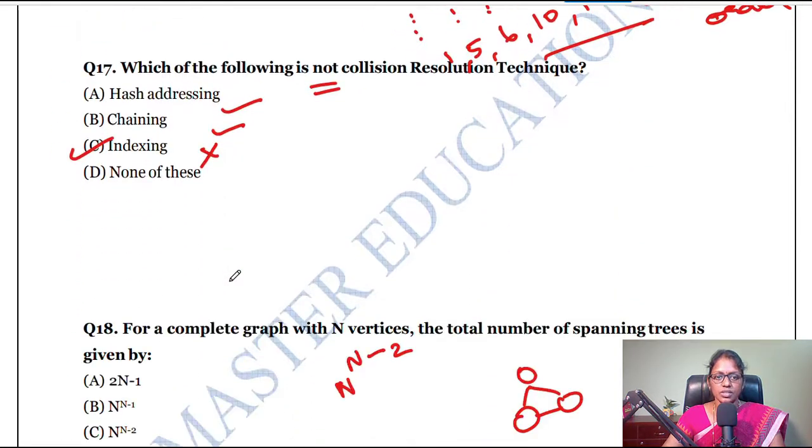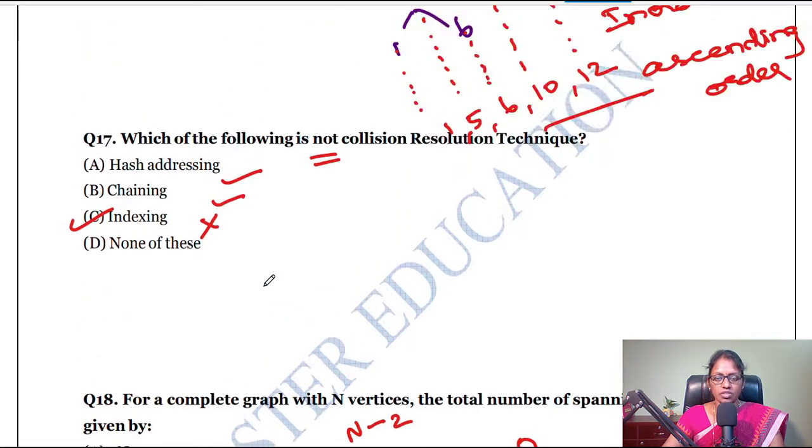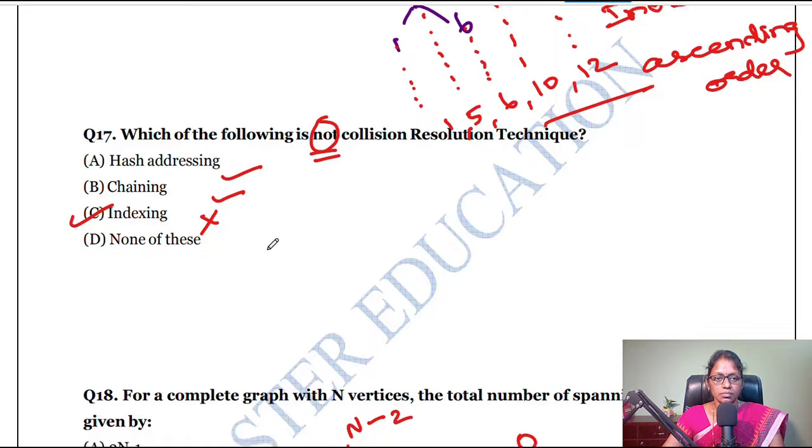The next question is, which of the following is not a collision resolution technique? Already seen hashing, addressing and chaining as collision resolution techniques. They are asking which is not a collision resolution technique. Not means indexing. Indexing is not a collision resolution technique. It's just an addressing method.